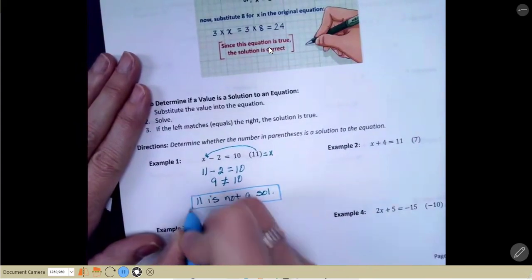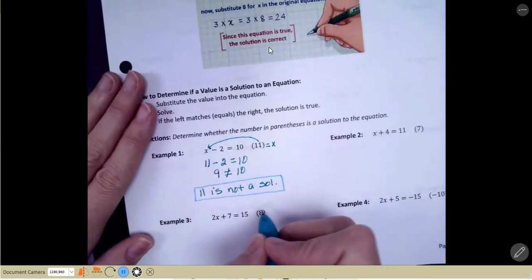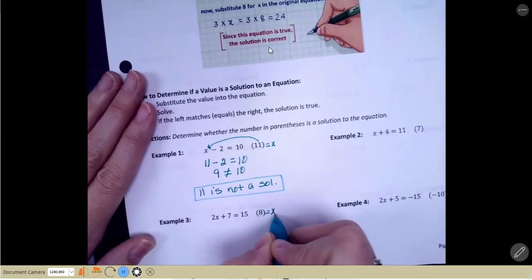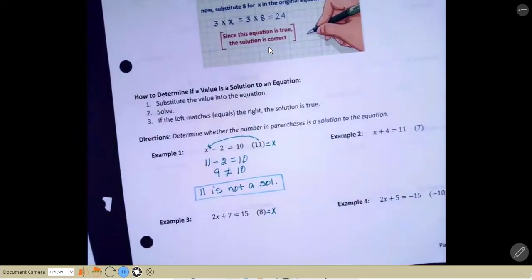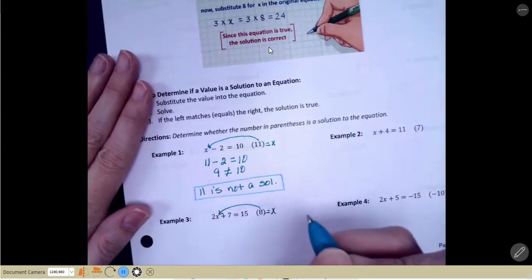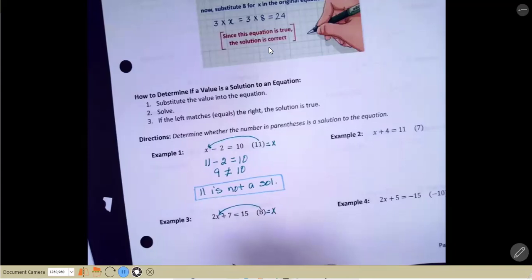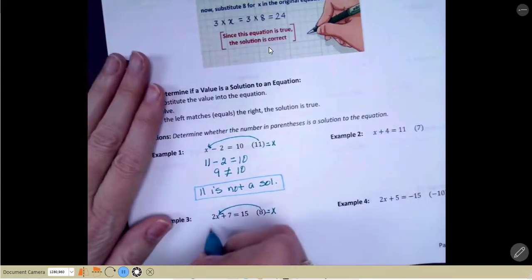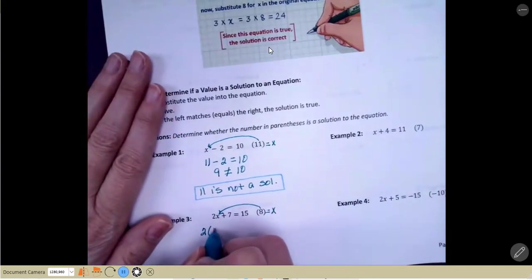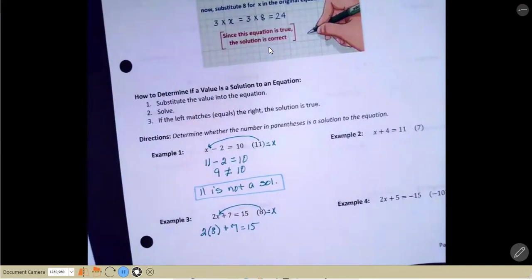All right. I'm going to do example 3 and then you'll do examples 2 and 4. The same thing with the 8. If you get to the bottom, x equals 8, and you want to check it, you're going to substitute the 8 into where the x is. Now, 2 is being multiplied by x. So when you set this up, it's going to be 2 times 8 plus 7 equals 15. Okay. And then you just solve it.